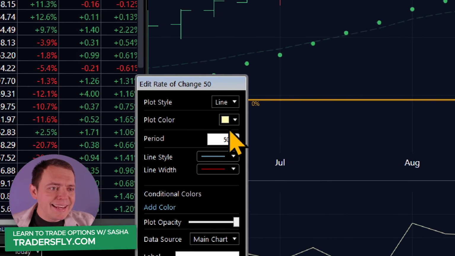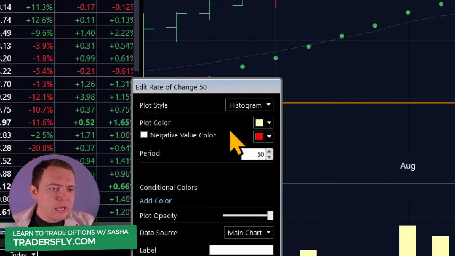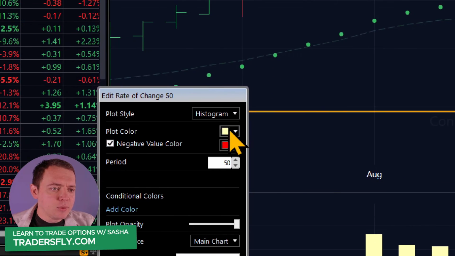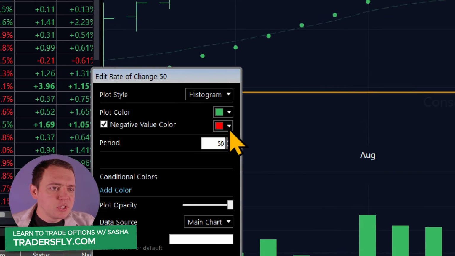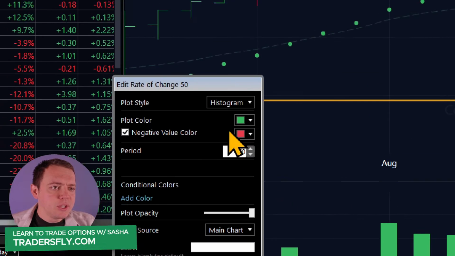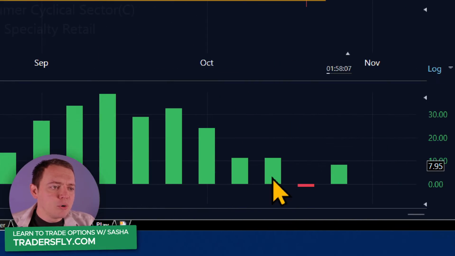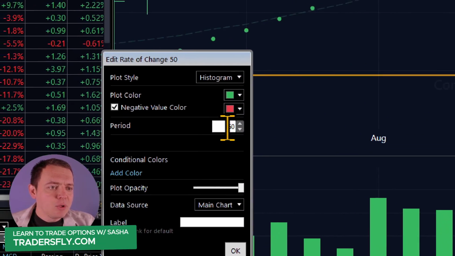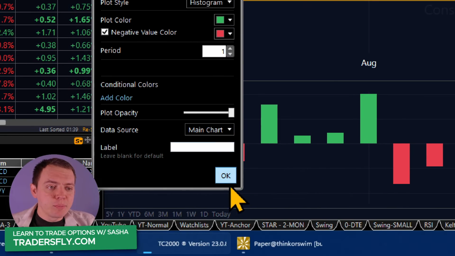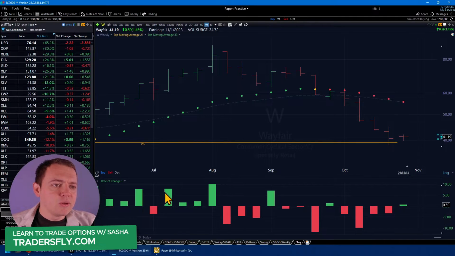I'm going to go ahead and edit it, and I will actually go to a histogram for now, and I will swap some of the colors so you guys can see. And what it's doing is going to show me the ups and downs here. Now, I will also switch to a 1 period for now for teaching purposes and show you what it does and what it looks like.